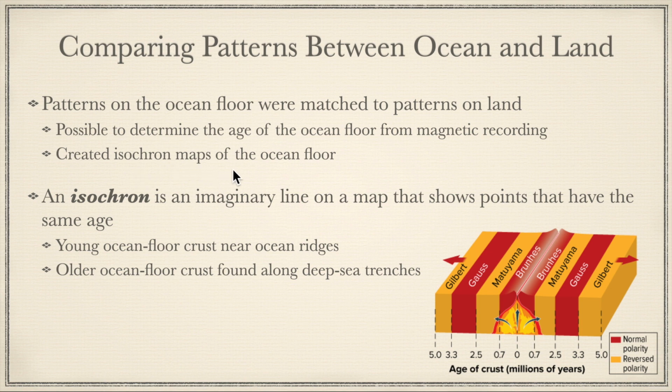What we created here is what we call isochron maps of the ocean floor. Iso means same, chron refers to time. So an isochron is an imaginary line on a map that shows points that have the same age.